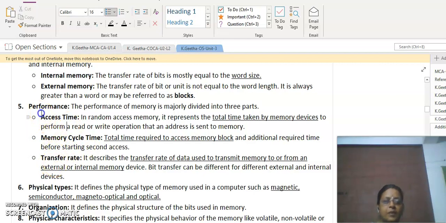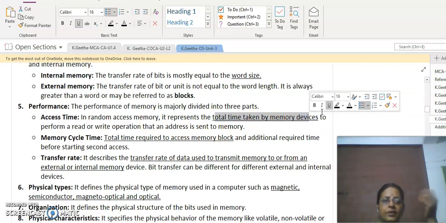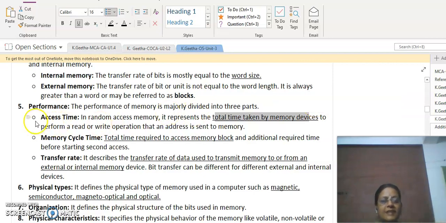So what do we actually mean by the access time? If it is a random access memory, it represents the total time taken by the memory device to perform the read operation or the write operation. Usually, in which location we have to read or in which location we have to write, we will first specify the address. Given the address, it will take some time for us to store the information into the memory or get the information from the memory. This time interval, after placing the address and getting the operation done, is referred to as the access time.